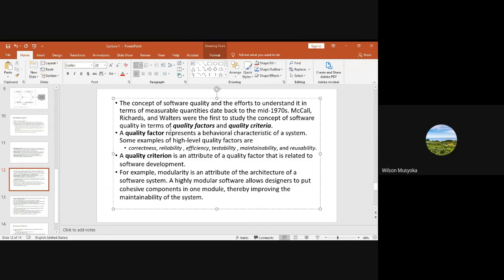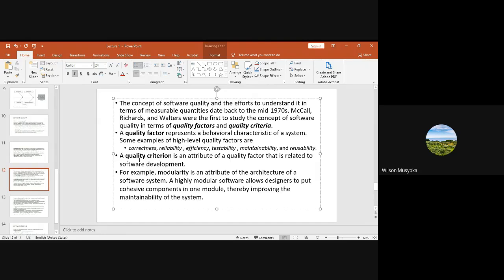When they were looking at software quality factors, they were looking at the behavioral characteristics of a system. Things like correctness: is it doing what it is supposed to do correctly? Reliability, efficiency, testability, maintainability, and reusability. Those are the factors they look at in order to say that this software is of quality. Those are the behavioral characteristics which define quality according to them.